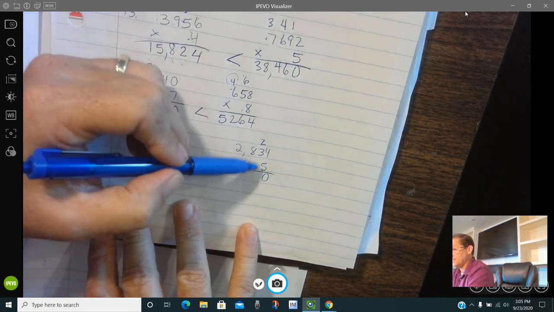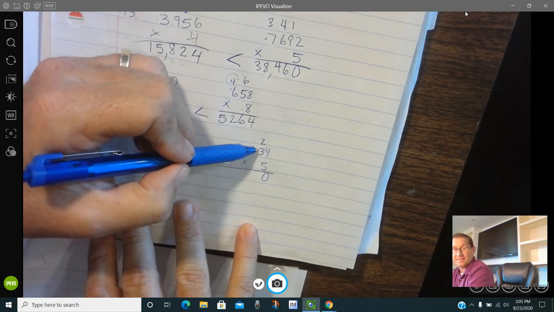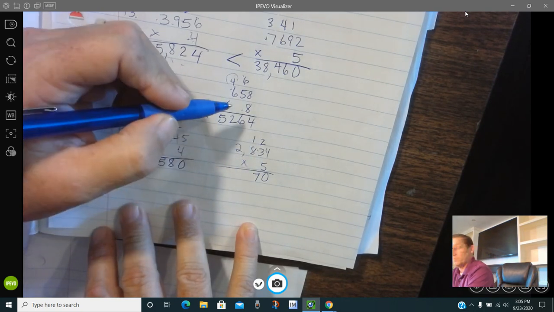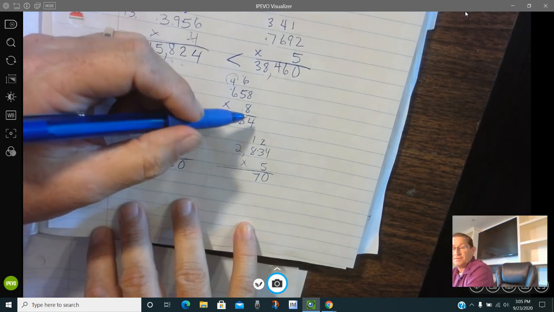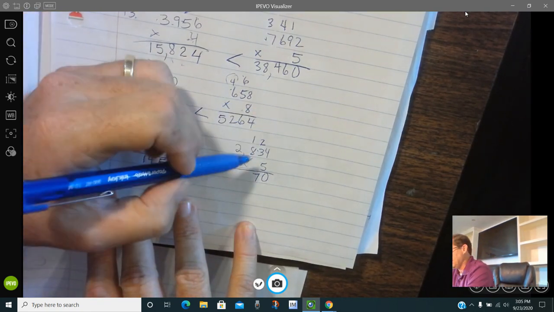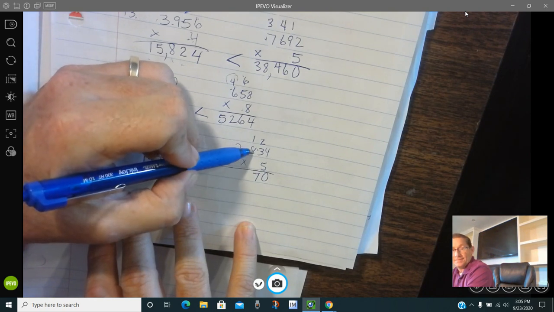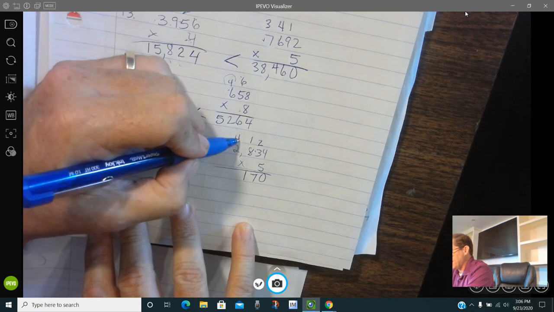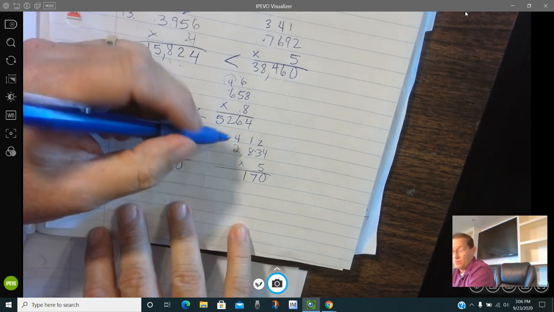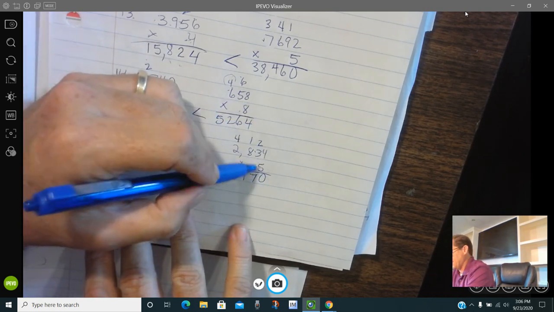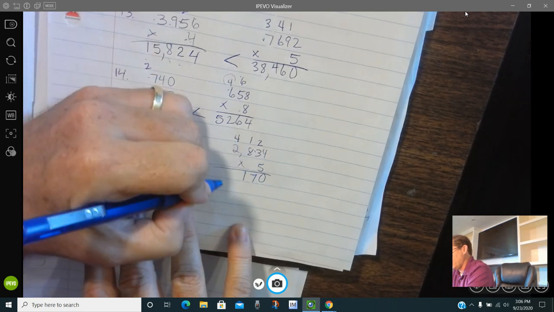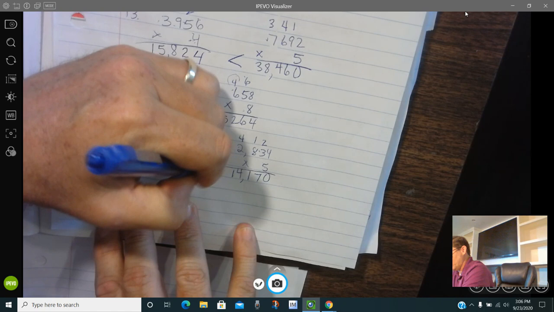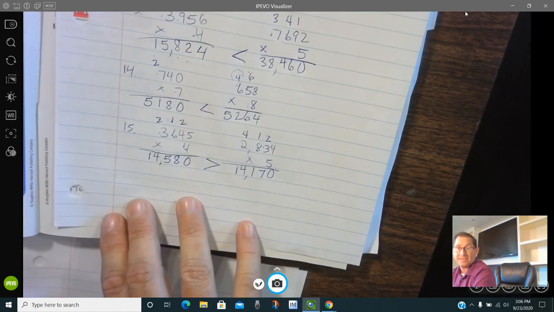Compared to this one, 5 sets of 4 is 20. Rename that as 2 tens and 0 ones. 5 sets of 3 tens is 15, plus 2 more is 17 tens. Rename the 17 tens as 100, as 170 tens. 5 times 8 is 40, plus 1 more is 41 hundreds. We'll rename 40 of those hundreds as 4,000. And then 5 times 2 is 10, plus 4 more is 14,000. So in this case, 14,580 is larger.